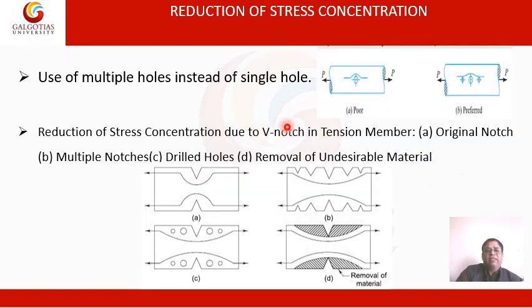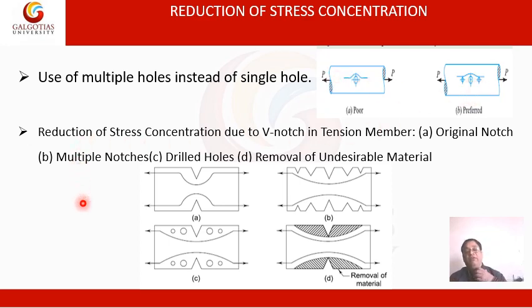You can reduce the stress concentration by using multiple holes instead of a single hole. Here you can see in the shaft there is only one hole which is under tension. So this is a poor way of reducing the stress concentration. Instead of one hole, you can create two more holes on either side. So here you can see the stress line is more sharp, here it is not.